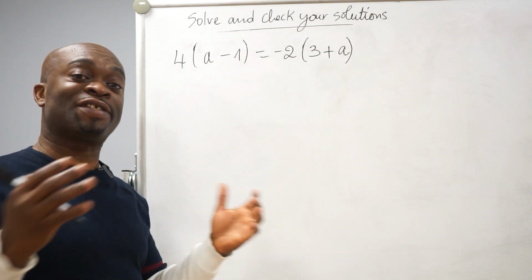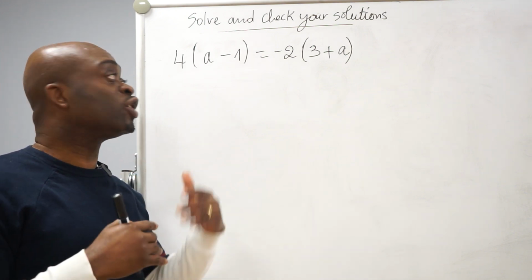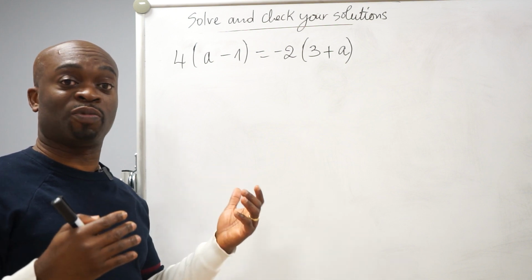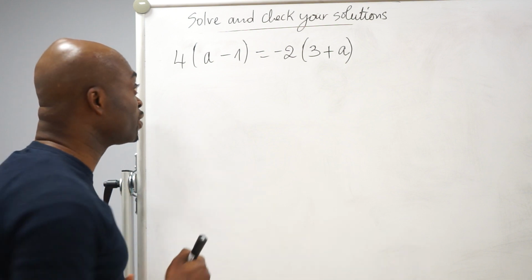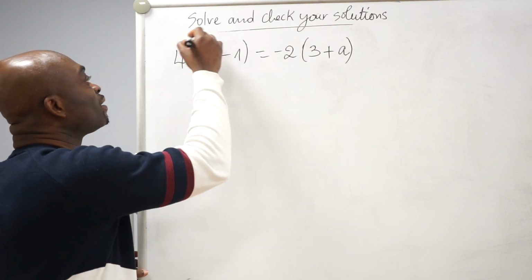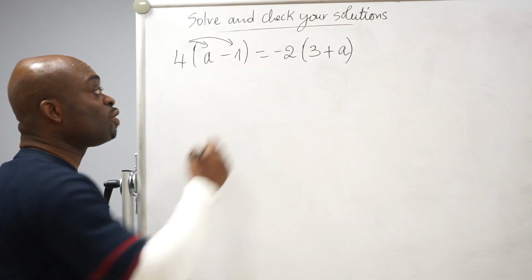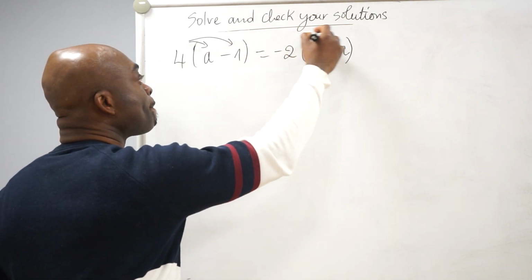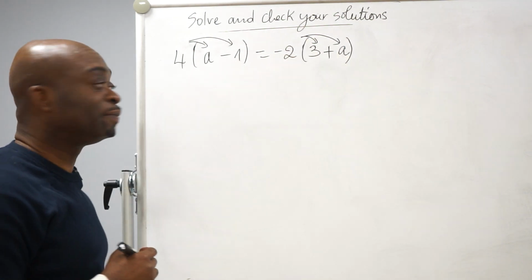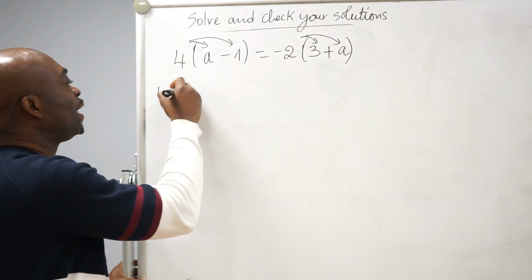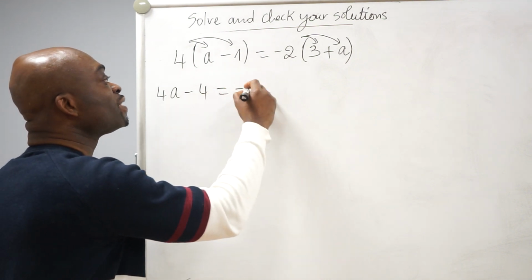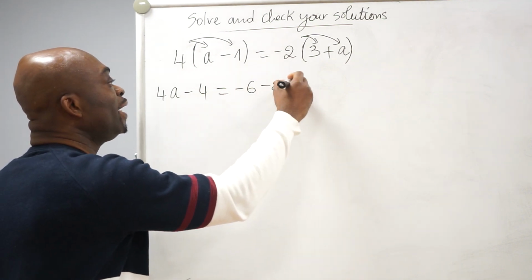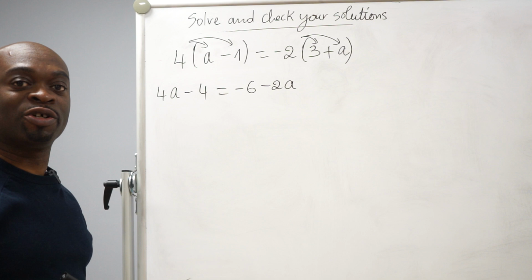All right, so you guys can go back to our previous videos to see how we deal with such a problem when we have parentheses, to remove them when we're dealing with polynomials. Okay, so that means what? That means this is what we're going to do. So that will give us 4a minus 4 equals negative 6, negative 2a. All right, we good so far?